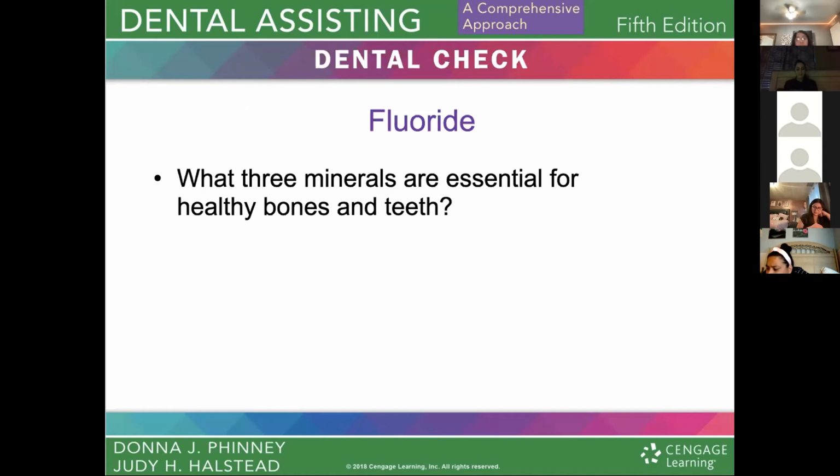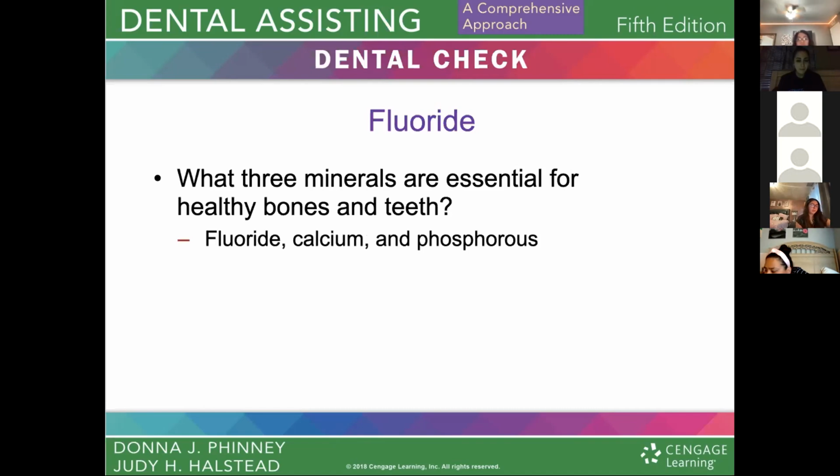All right, I'm not sure that I actually went over this, so I'll just kind of give this one to you. Vitamins? Vitamins are important, yeah. Let's see what we got here. So we need fluoride, calcium, and phosphorus. Those are the main three minerals that are essential for healthy bones and teeth. All right, anybody have any questions with any of these?